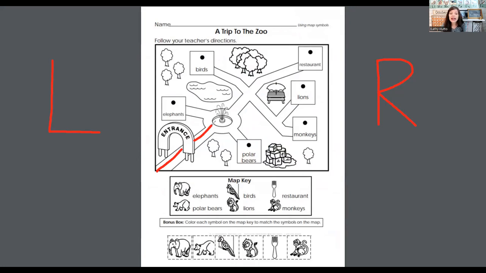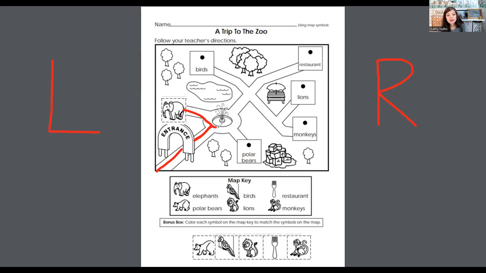Let's go to the left first. The left is this way. Here, we're going to see the elephants. So I'm going to glue my elephant right there. Okay, I'm going to go back to the path. And I'm going to go back where the fountain was.